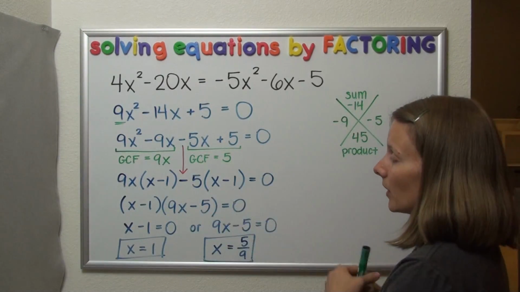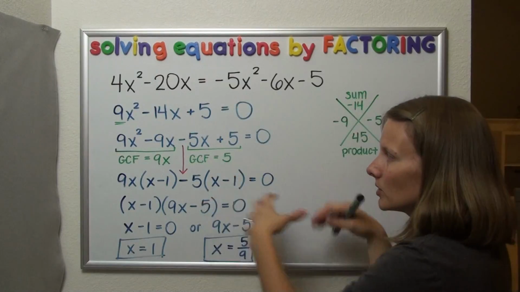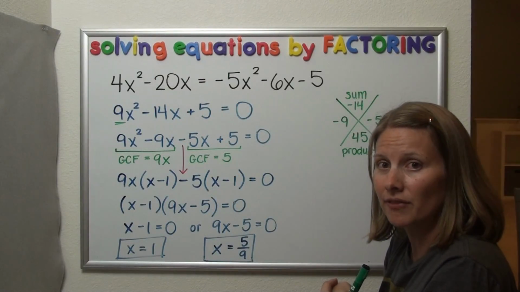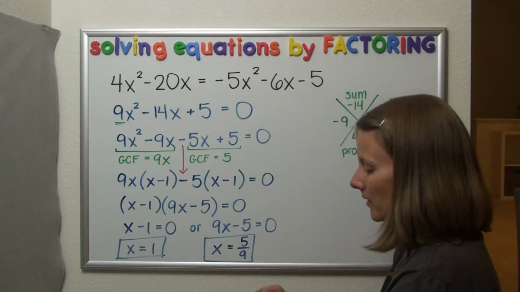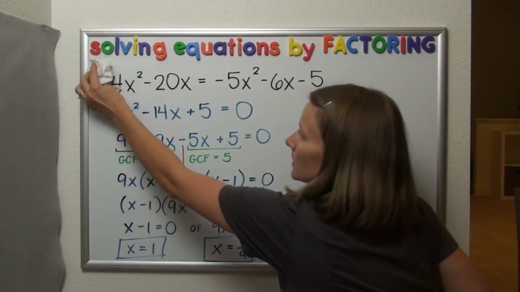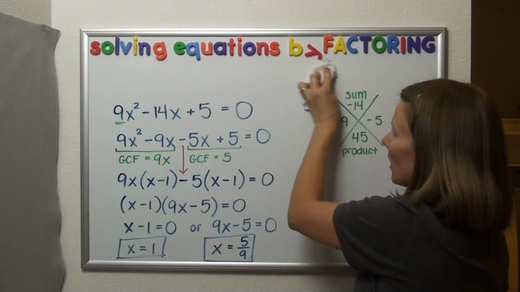So again, this one was very much like the last one. We had a lot of work to do here because we were doing that AC method for factoring. It had a lot of steps to it. Again, the only way these can get long and complicated is if the factoring is long and complicated.